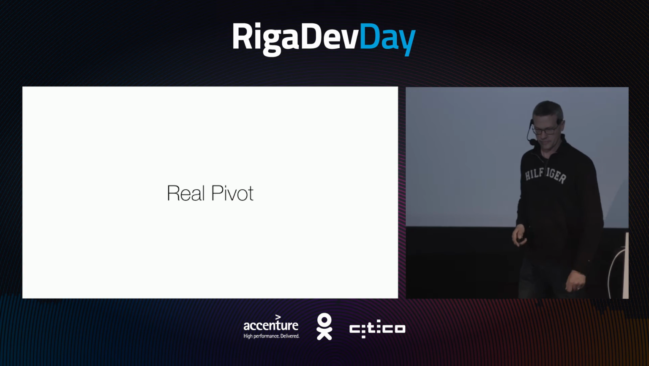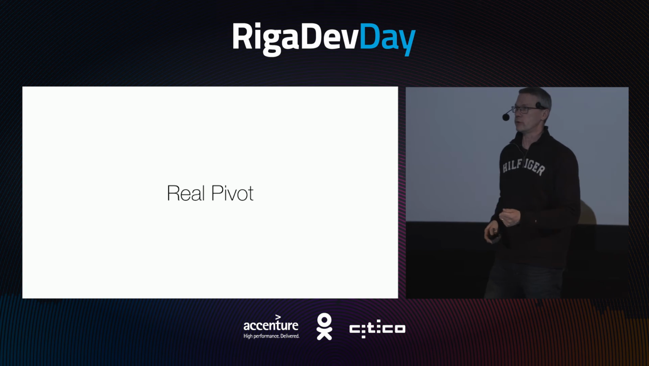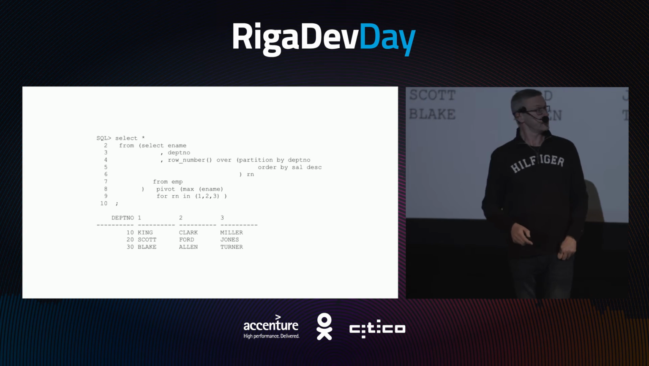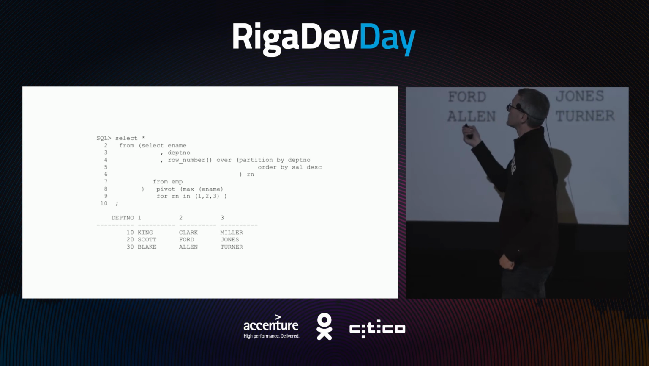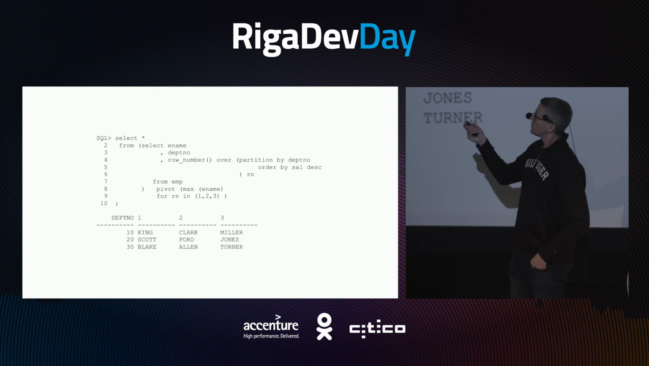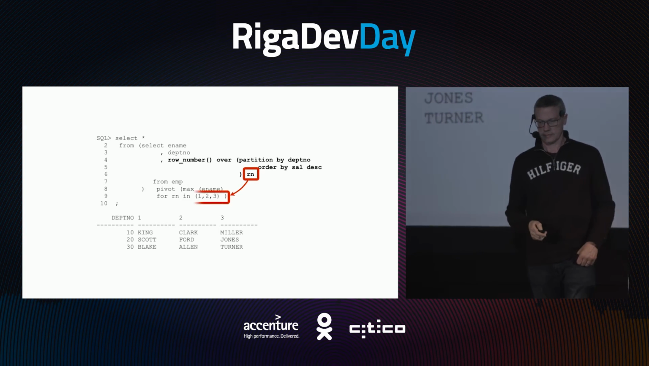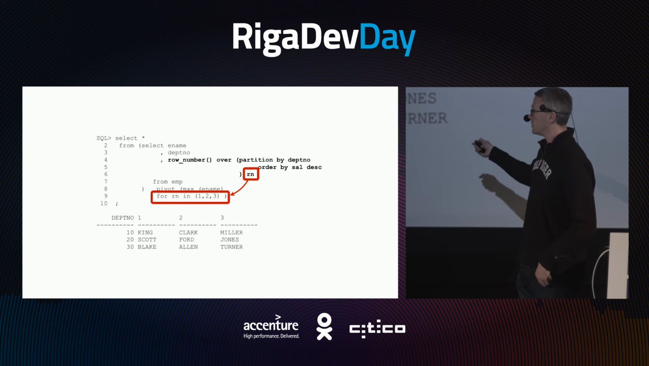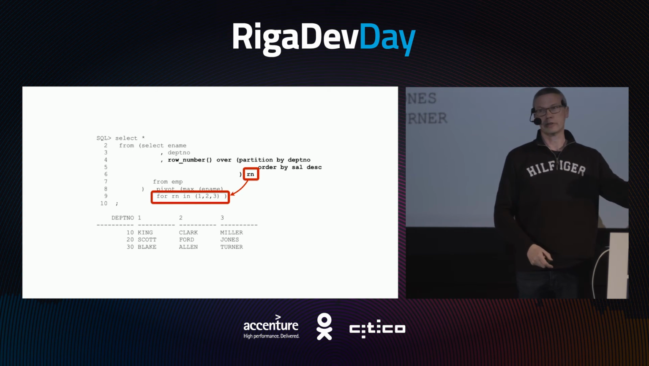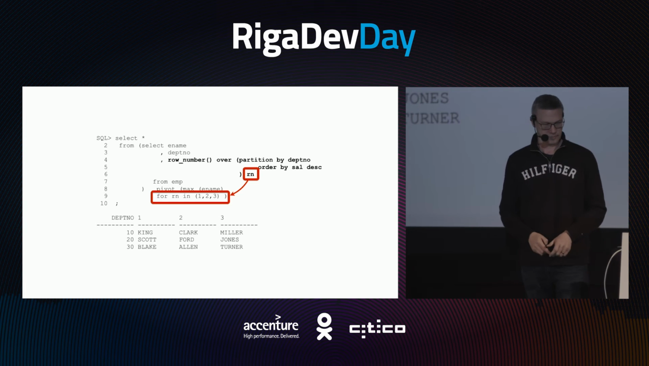That's a nice trick. You can also use a real pivot. Oracle 11 introduced a pivot syntax. Whoops, it's on the other side. There's the pivot. I want to see the name for all of the top 3 of my ranking. Of course, the same result set. You get them going across the screen.